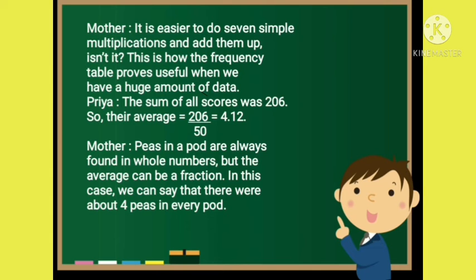Priya, the sum of all scores was 206, so the average is equal to 206 upon 50, which will be equal to 4.12. Mother, peas in a pod are always found in whole numbers, but the average can be a fraction. In this case, we can say that there were about 4 peas in every pod.